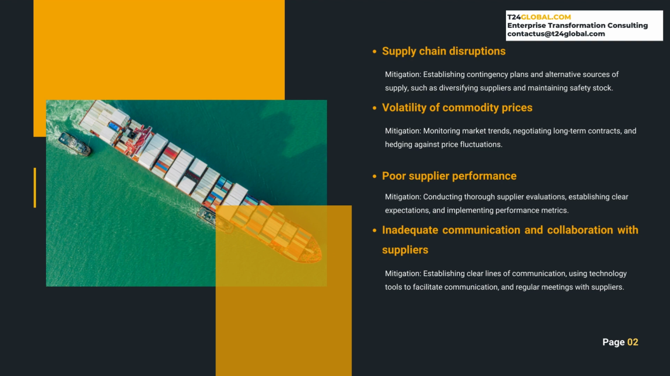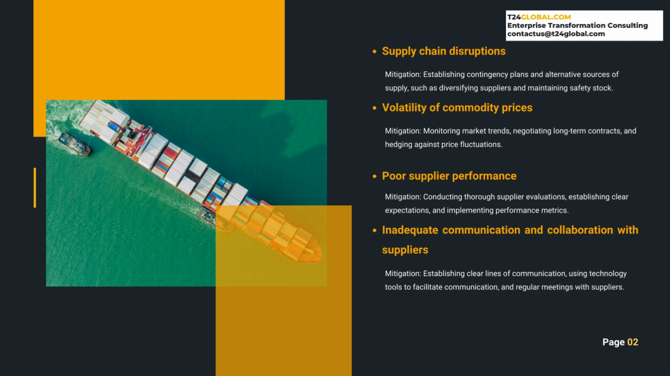Poor supplier performance can lead to delays in the procurement process, quality issues, and increased costs. To mitigate such risks, companies need to conduct thorough supplier evaluations, establish clear expectations, and implement performance metrics. This can involve setting up service level agreements, that is, SLAs, with suppliers, and monitoring their performance against these metrics.